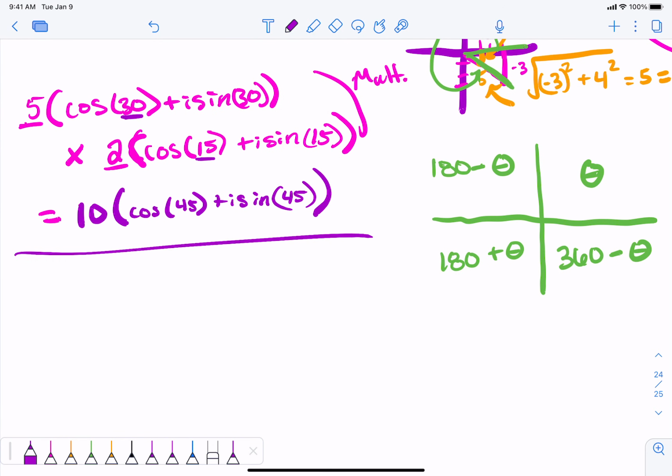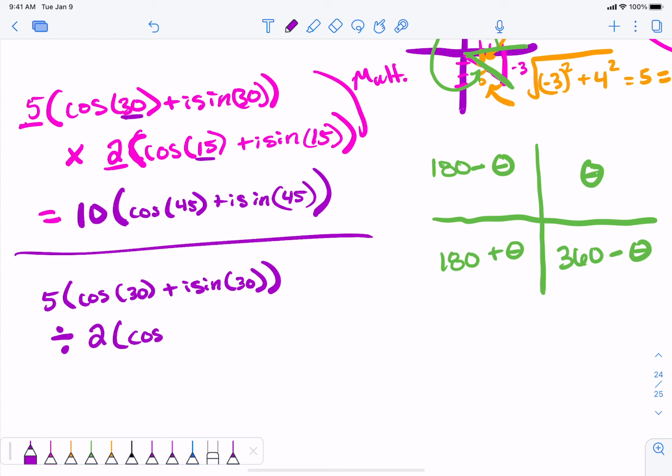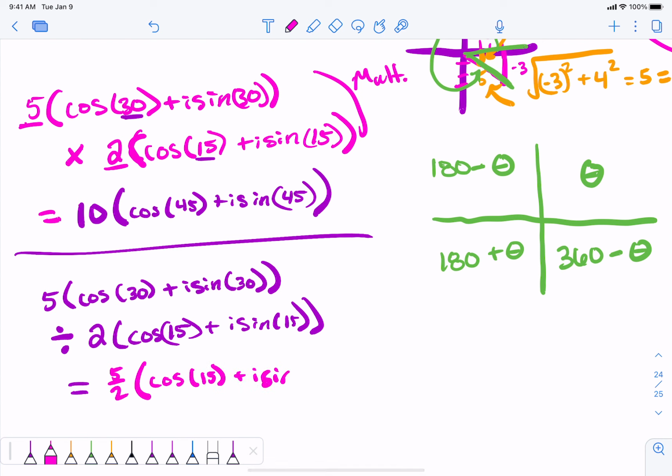That's multiply. Now I'm going to use the same thing again, but now I'm going to divide. Divided by 2 cosine 15 plus i sine of 15. How do you divide? You divide. What's 5 divided by 2? You can leave it as 5 over 2 if you'd like. Is it 15 or is it 2? It's 15, because you subtract those angles.